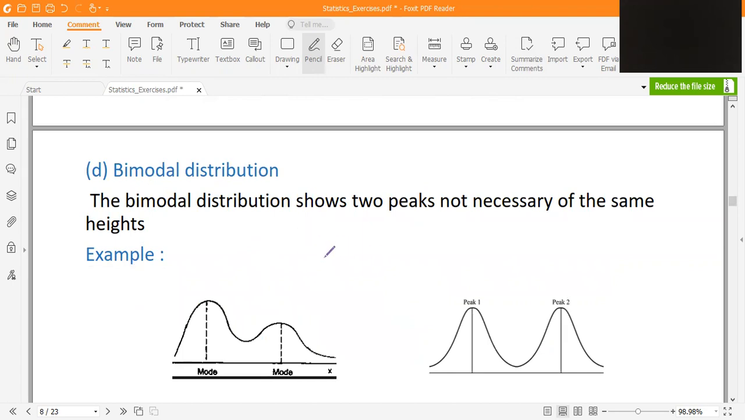Bimodal distribution shows two peaks, not necessarily of the same heights. So normally this is the first example of a bimodal distribution, and this is the second one. In the first one, we have two peaks, but not with the same heights. In the second example, we have a bimodal distribution with two identical peaks.